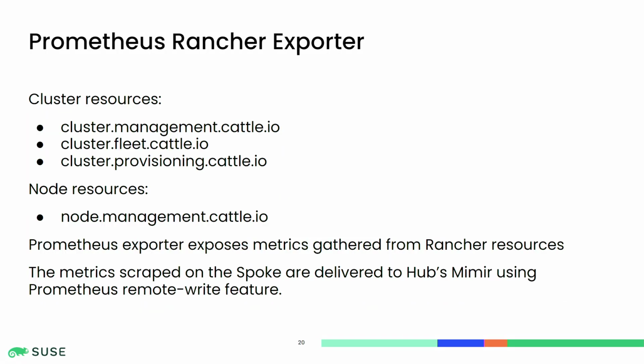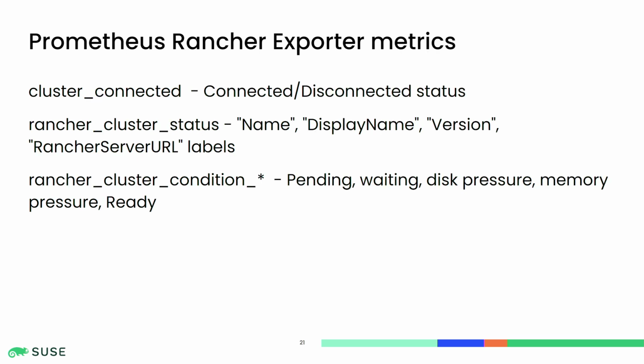So, to supplement what Yuri just said, the Prometheus exporter gathers the information from the Rancher resources, all of these metrics, some of them being highlighted above, and then it remote writes them to the central hub, the Mimir instance running on it. Some of the information we gathered includes the status of the cluster, so whether or not it's connected or disconnected, as well as the condition of the cluster, so things like if it's pending, waiting, ready, and also physical things such as the memory pressure and the disk pressure. It also specifies the name, display name, and version.